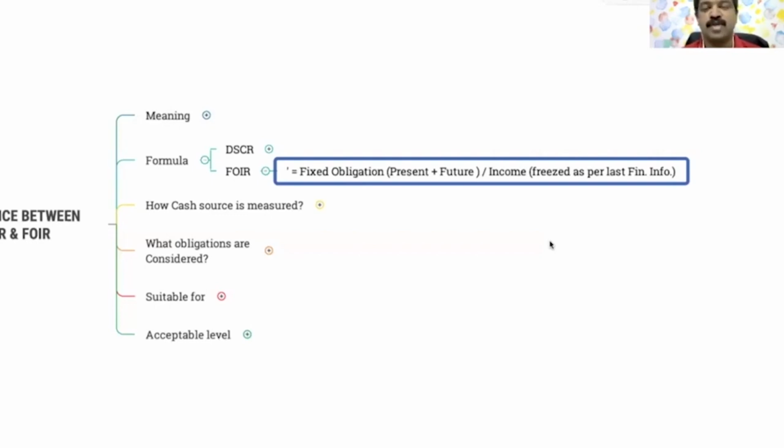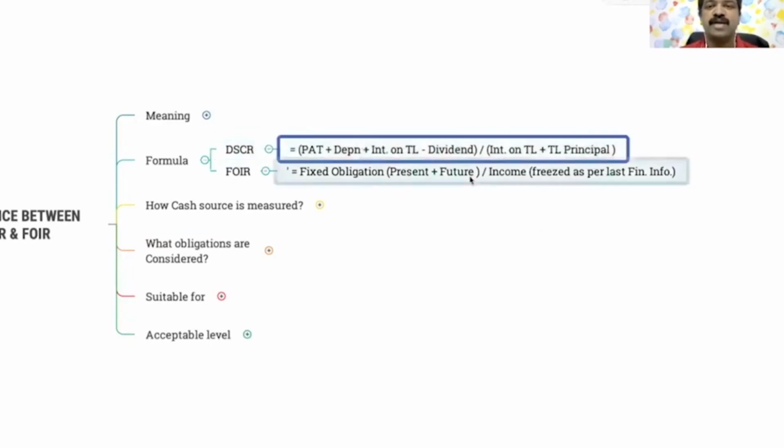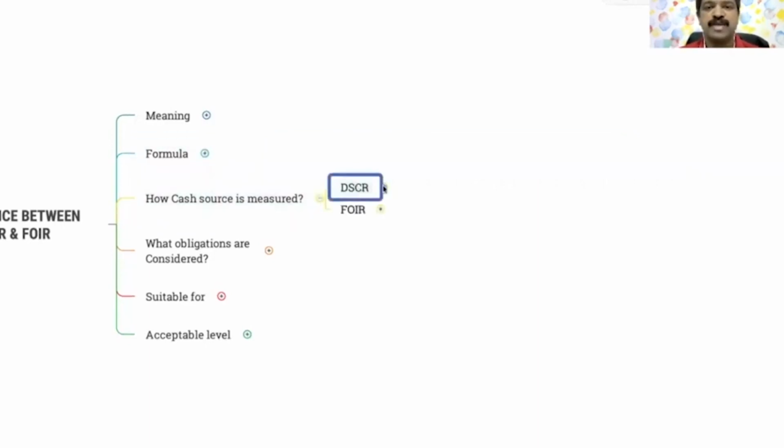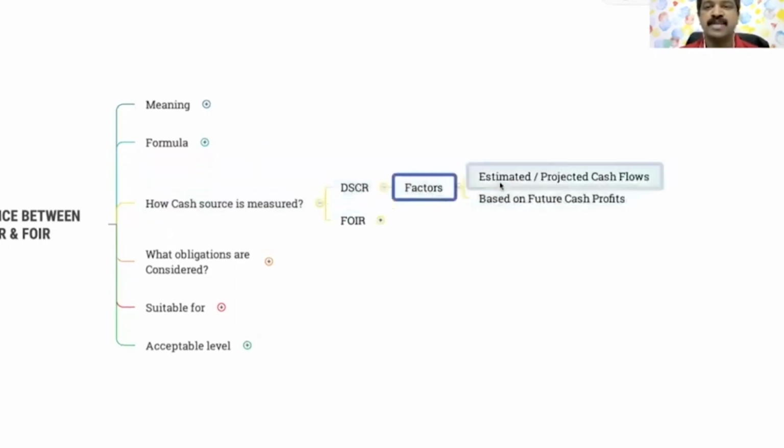In next 5 years, he may earn more, he may have more cash profit, but that will not be taken into consideration. Okay, so that's the distinct point when it comes to FOIR, because in DSCR, what you are going to do is you are going to arrive at cash profit for future, and in future this cash profit can be estimated to increase. That's what I have in next point. Look at here how cash source is measured. If you take DSCR, it factors estimated projected cash flows which can be based on future cash profits, and this future cash profit can be estimated to increase.